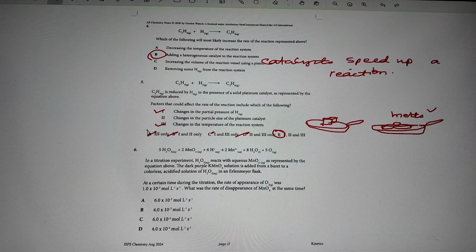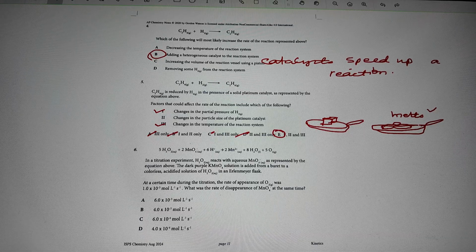Next example, we have this reaction of 5H2O2 aqueous plus 2MnO4 minus plus 6H plus turns into 2Mn 2 plus plus 8H2O plus 5O2, and the rate of appearance was 1 times 10 to negative 3, and the rate of disappearance at the same time.